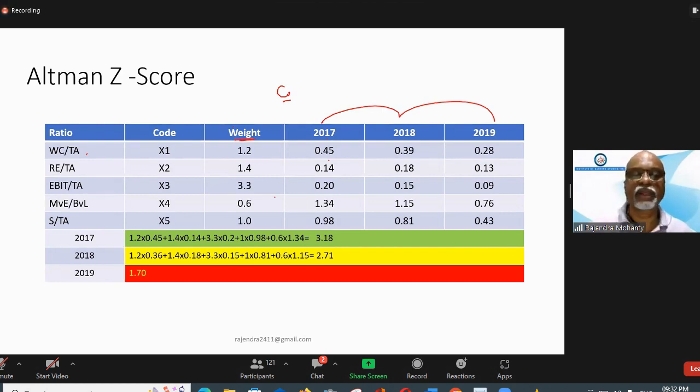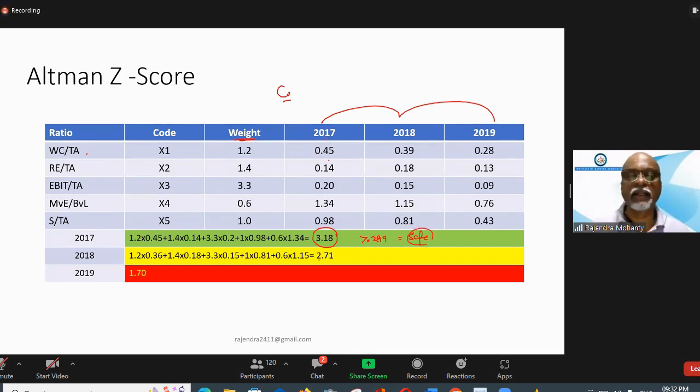So you have all the three. As per this, I have calculated. So 2017 comes to 3.18, which is more than 2.99. More than 2.99 means it is green, so safer zone.